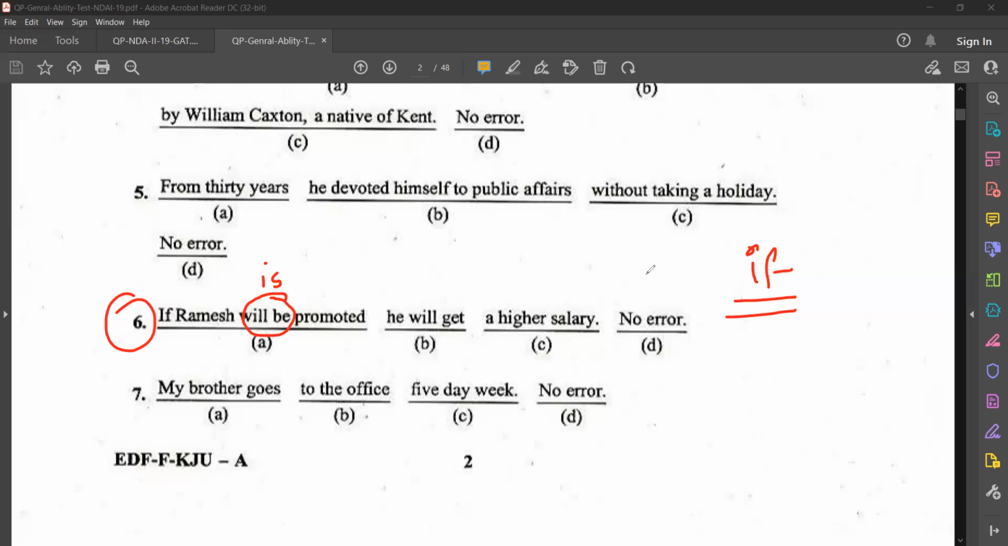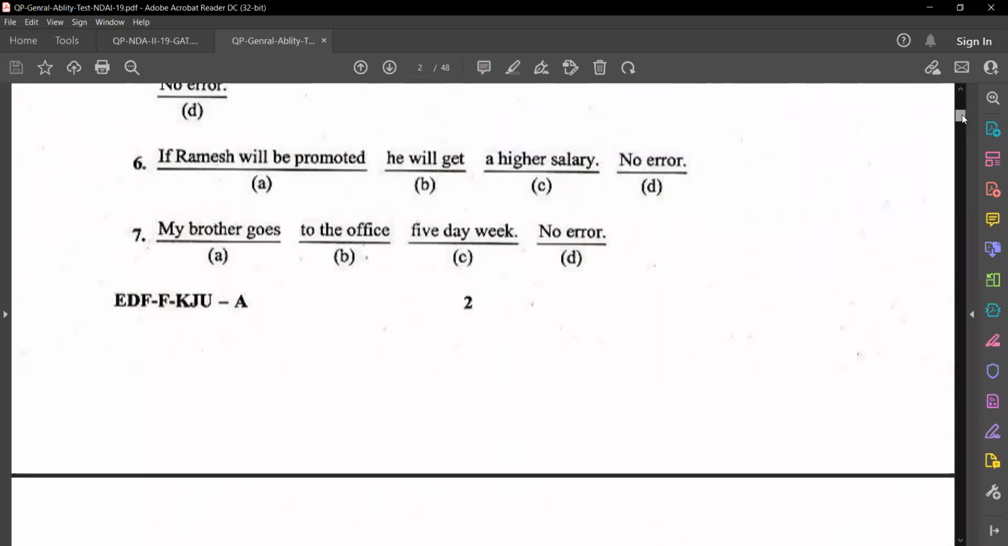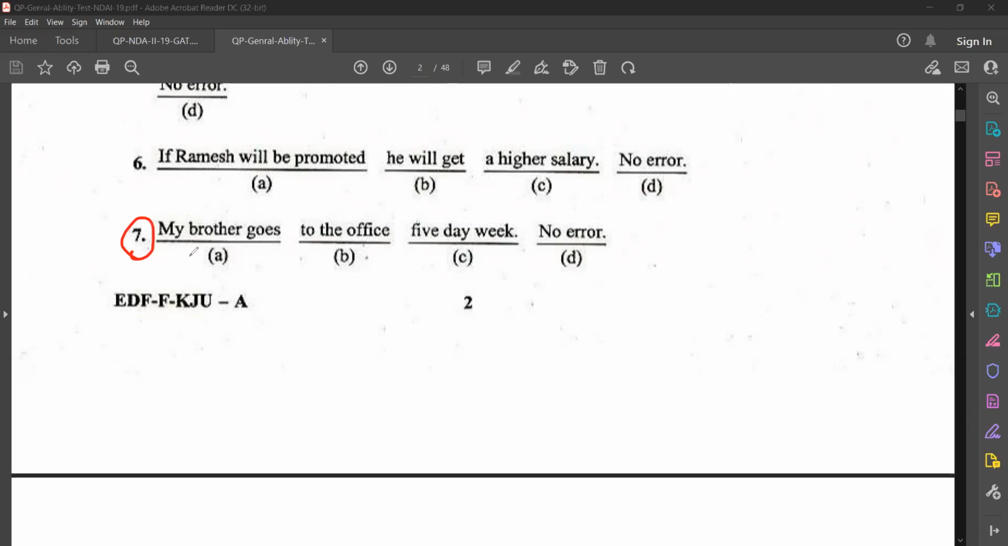Okay. Next question. Question number 7. My brother goes to the office 5-day week. Which is the wrong part? Yes, it should be like 5 days a week.